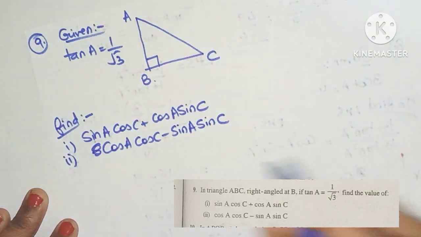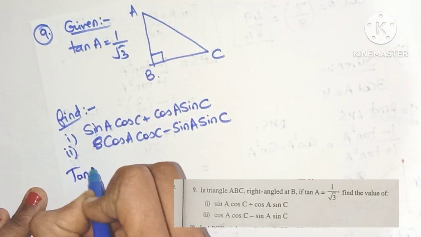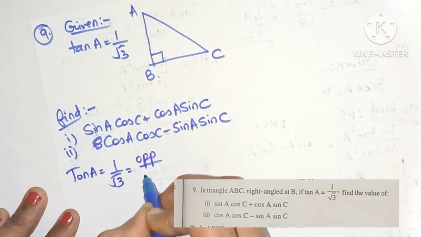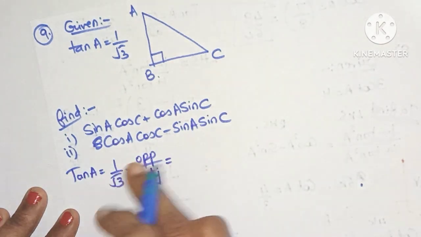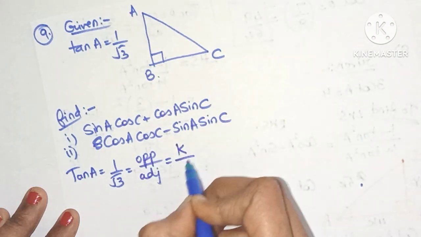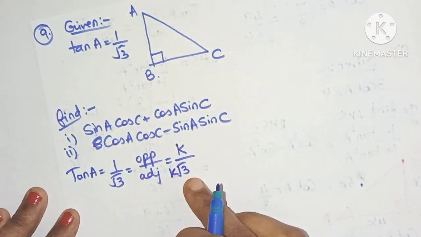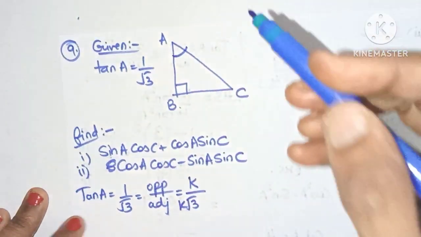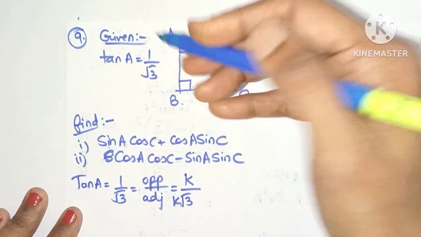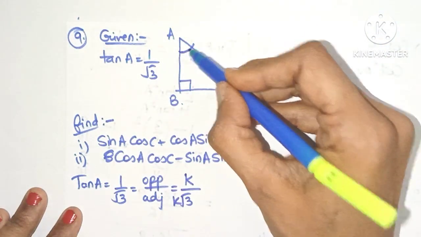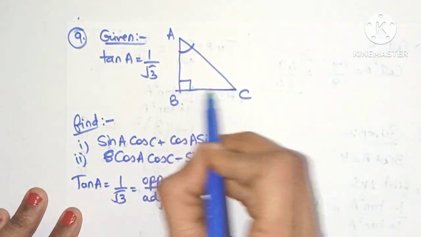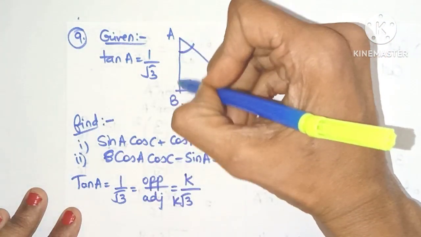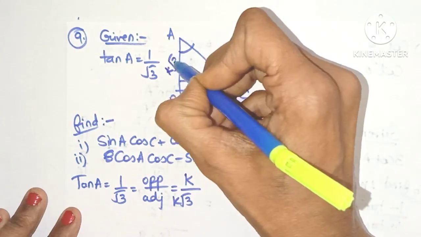Okay friends, so let's start solving. Tan A is 1 by root 3, which is nothing but the opposite side upon adjacent side. So I can write it as K upon K root 3, right? So here is my angle A. Now friends, be very careful because I have taken angle A at the top. So what will be the opposite side? Yes, this will be the opposite side, BC. So this is my K and my adjacent side over here will be K square root of 3.